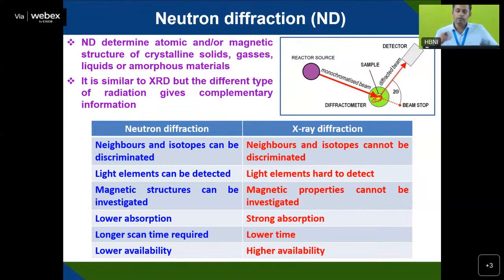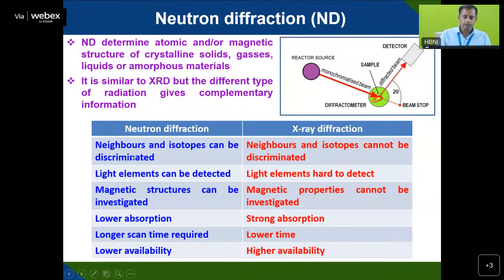It's similar to X-ray diffraction. Wherever Bragg's law is satisfied, you can see that in the particular diffraction pattern. It's similar to XRD, but the different type of radiation gives complementary information. Being a neutron, it is different from XRD, where the radiation interacts with electrons. Because it is a different type of radiation source, it gives you complementary information that you can't get in the case of XRD, but you'll be able to get with neutrons.